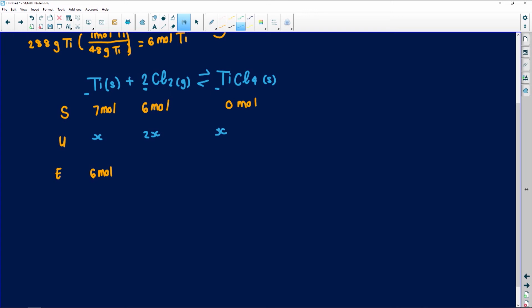So 7 minus something must have given me 6. 7 minus what will give me 6? 7 minus 1. So my value for 1x is 1 mole. I can then take away this, and I can put 1 mole. Here I've got 2x. Wherever I see an x, I put a 1. So 2 times 1 will give me 2 moles. And for here, a value of 1x is also 1 mole. This is then what you'll have at equilibrium. 6, remember this is being used up. 6 minus 2 will give you 4 moles at equilibrium. And this is being added, so 0 plus 1 will give you 1 mole at equilibrium.